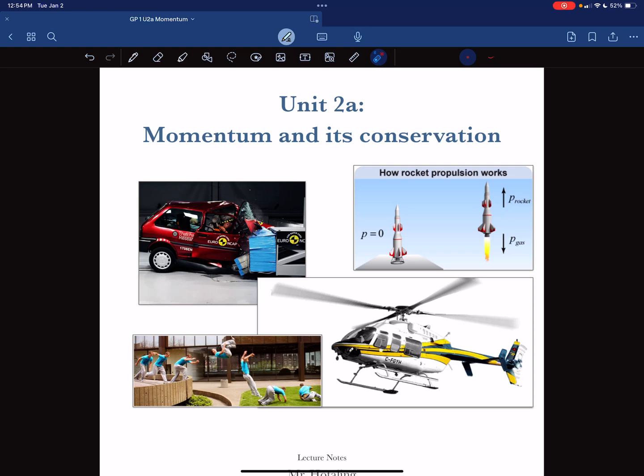Hello and welcome to Unit 2a, Momentum and its Conservation. Momentum is one of those ideas, perhaps one of the most important ideas in all of physics.